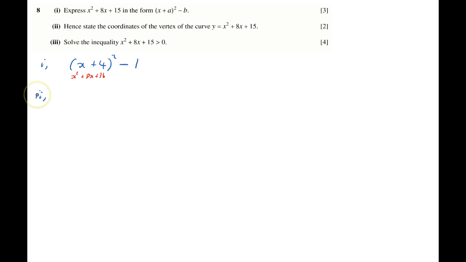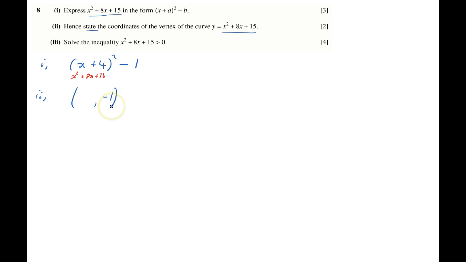Part 2. Hence, it means from this, state. When this question says state, it means there's actually no working out to be done. The vertex of this curve, just check it's exactly the same. It is exactly the same. So the vertex, that is, the minimum value, will be minus 1. So the y coordinate is going to be minus 1.